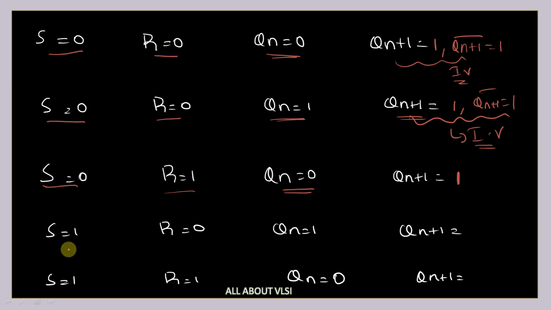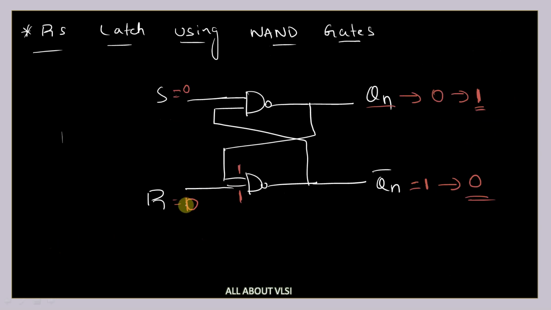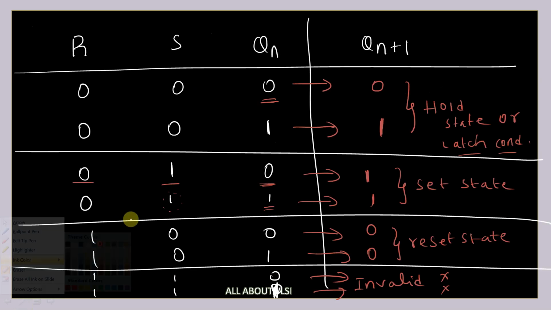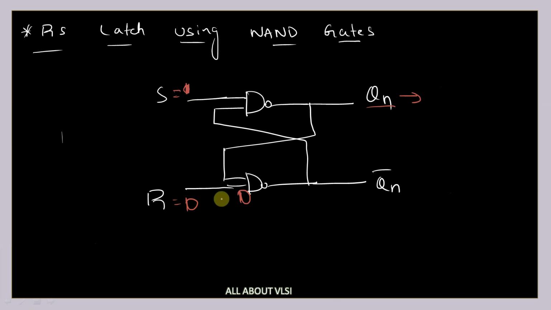Okay. Now, whenever your S is equal to 1 and R is equal to 0, let us see this case. So here we have 0. Let me erase this. So whenever your S is equal to 1 and R is equal to 0, initially it is 1 and again it will be 1 only. And this 1 will be transferred over here, and 1 NAND with 1 is nothing but 0. Initially it is 0 and next state will also be equal to 0.